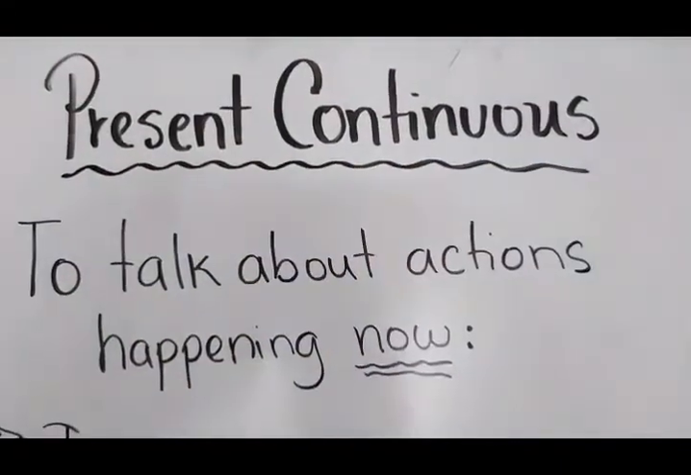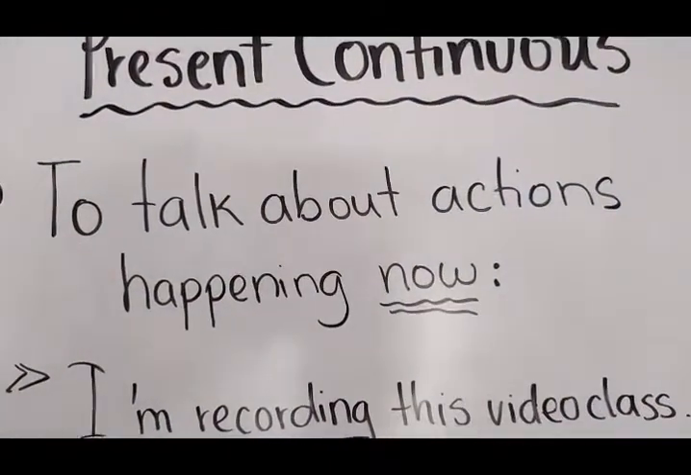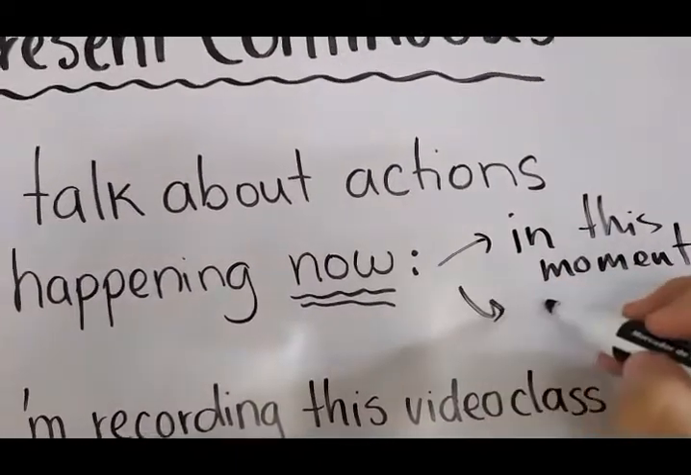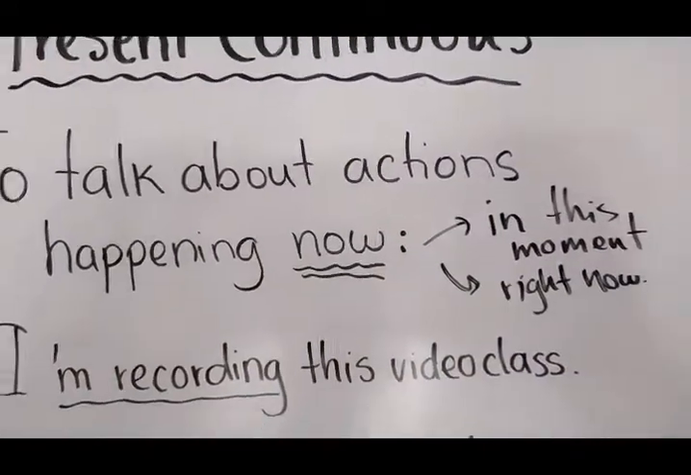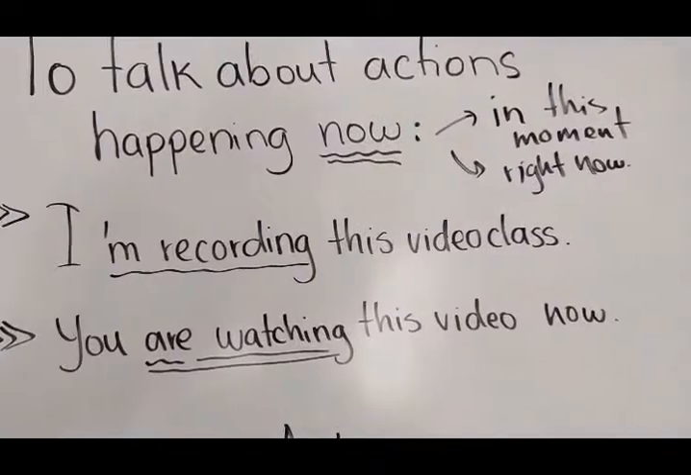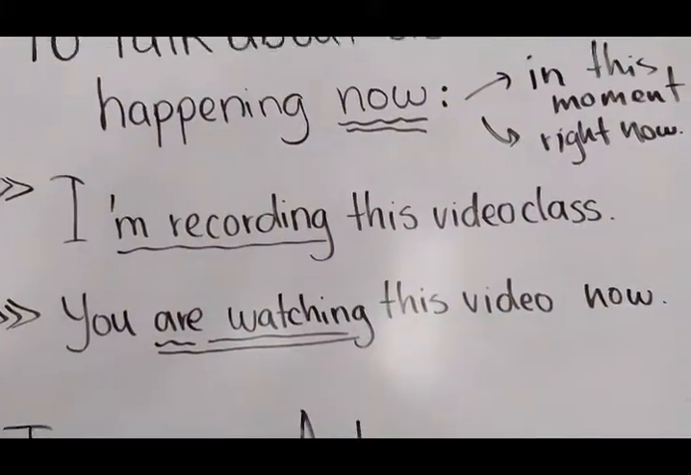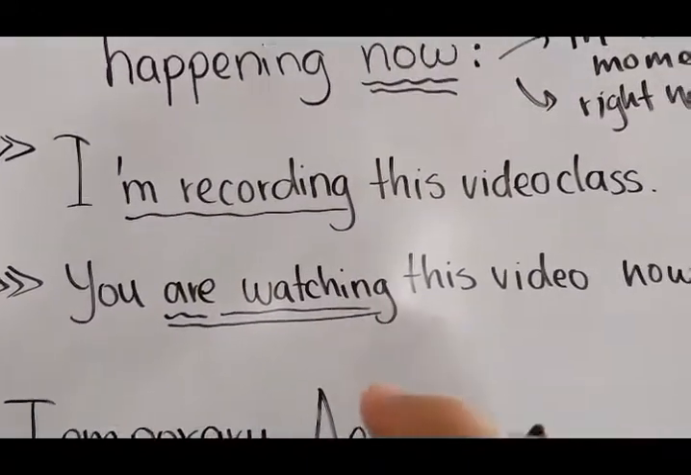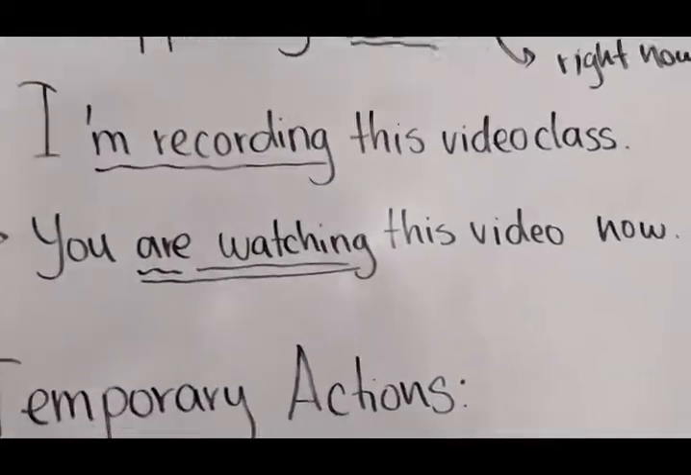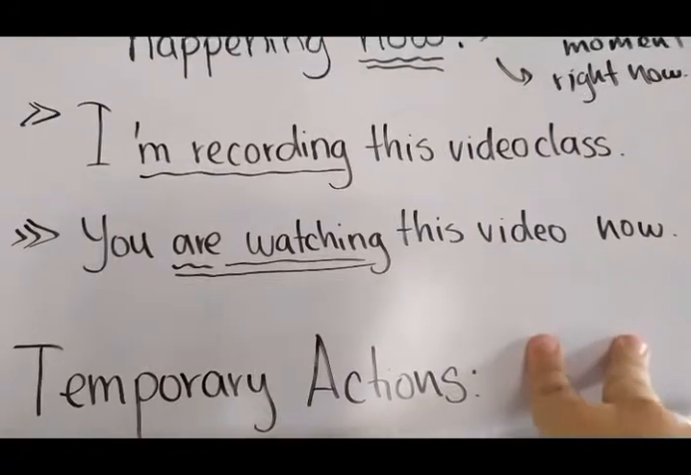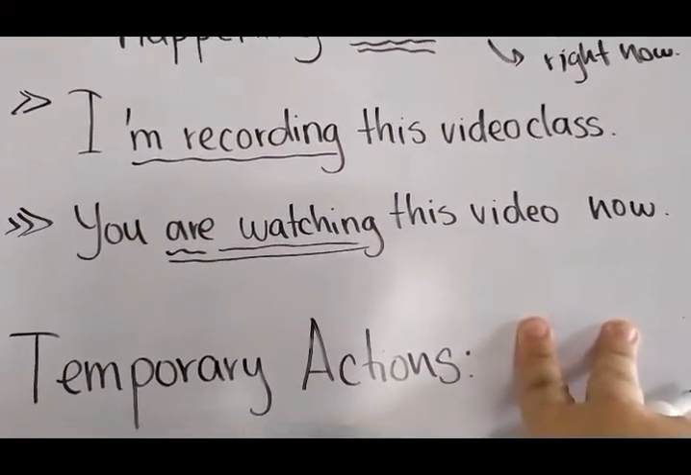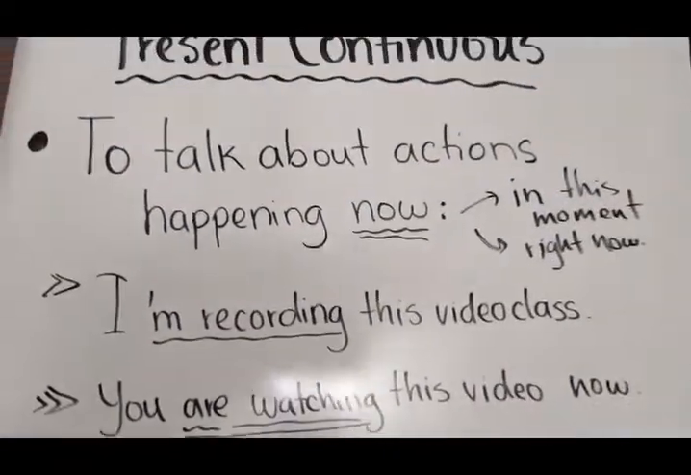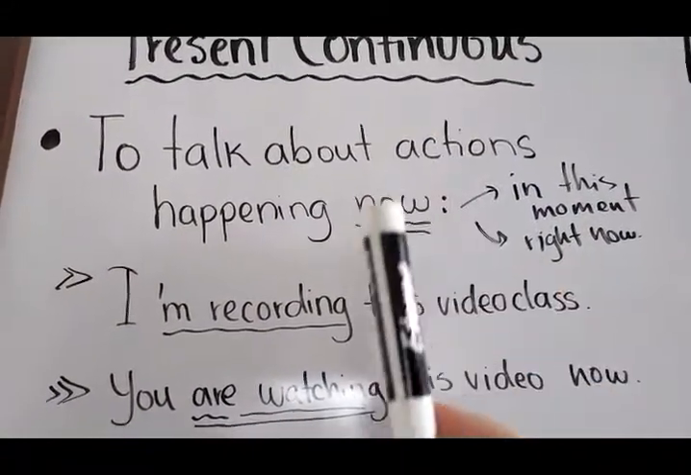So, present continuous, we usually use it to talk about the actions that are happening now. Yes, the actions that are happening right now in this precise moment that we are speaking. So I'm going to give you some examples. Now I am recording this video class. In this precise moment that I'm recording this video class, I can use present continuous to talk about this action that I'm doing in this moment. So suppose that you are now on YouTube, you are opening the link to watch the video. Right now in this moment you are watching this video. So this is the first use of the present continuous, to talk about actions that are happening now.